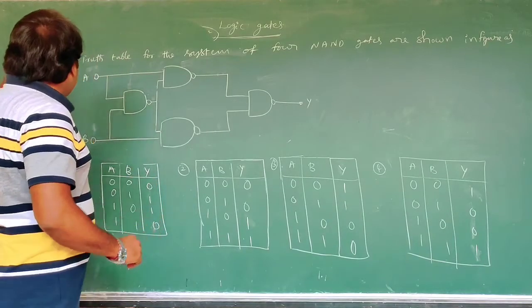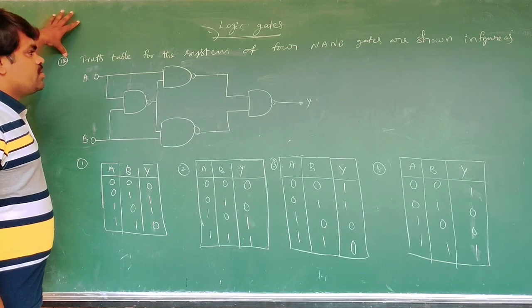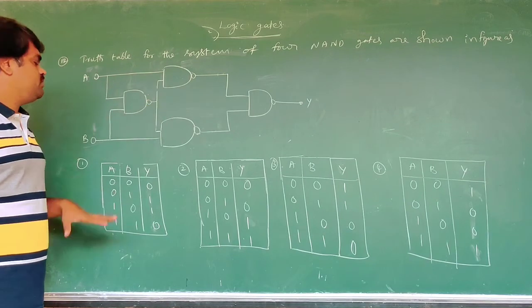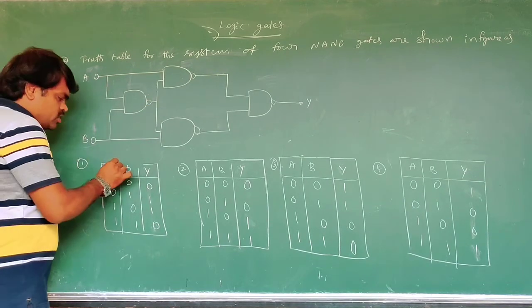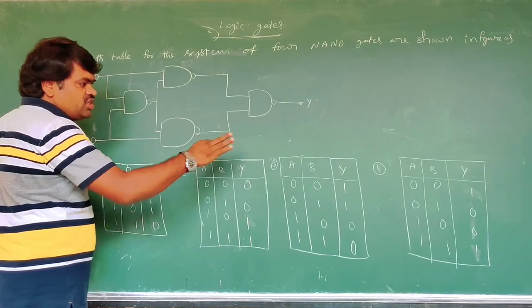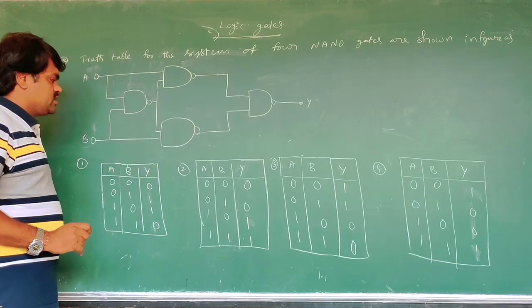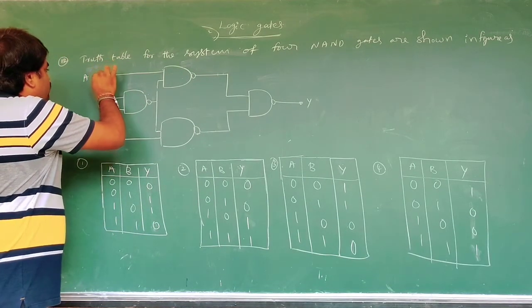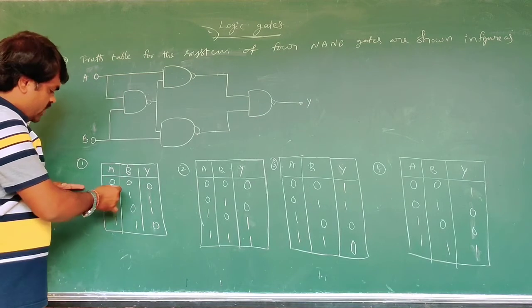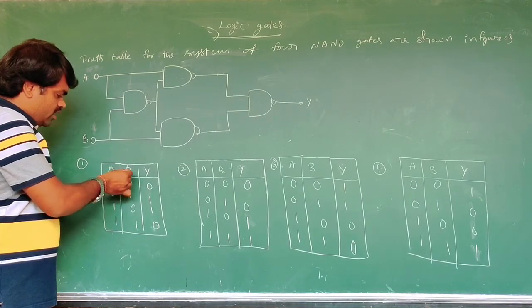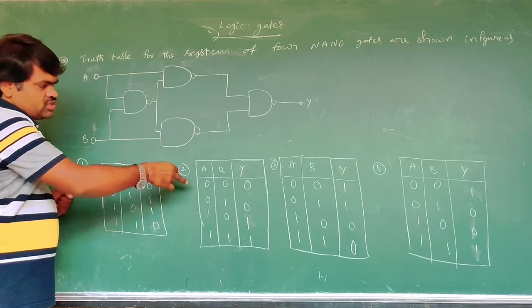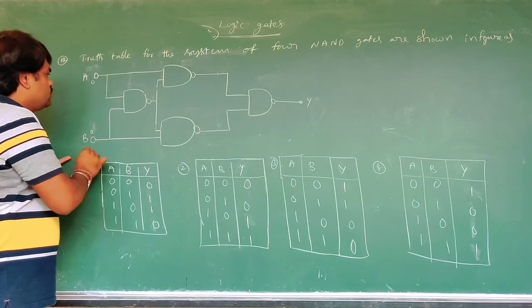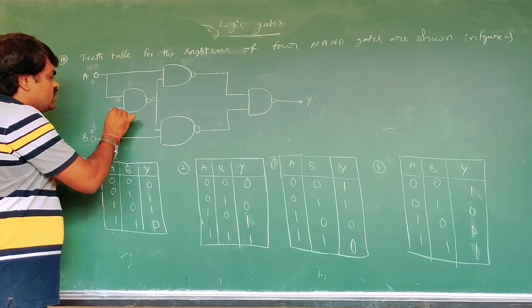Now, the 12th one. The truth table for the system of 4 NAND gates is shown in the figure. These 4 NAND gates are given, and the options are truth tables of this system. Which one is the correct answer? First we can verify the options. The inputs A and B are 0, 0 in all of them. That's why first A is 0, B is 0.